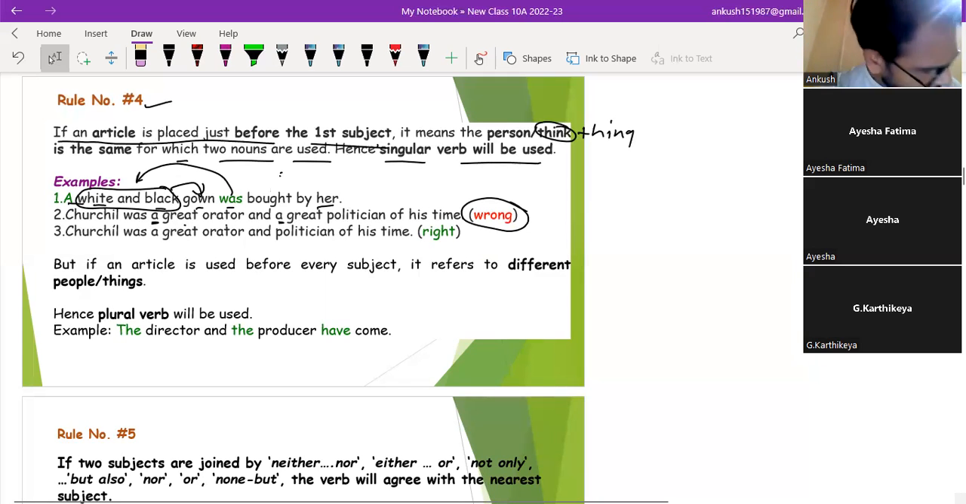Conjunctions should not be repeated. They should not be repeated over there. Let us understand this rule as well. Yes, someone had a doubt? Yes, sir.